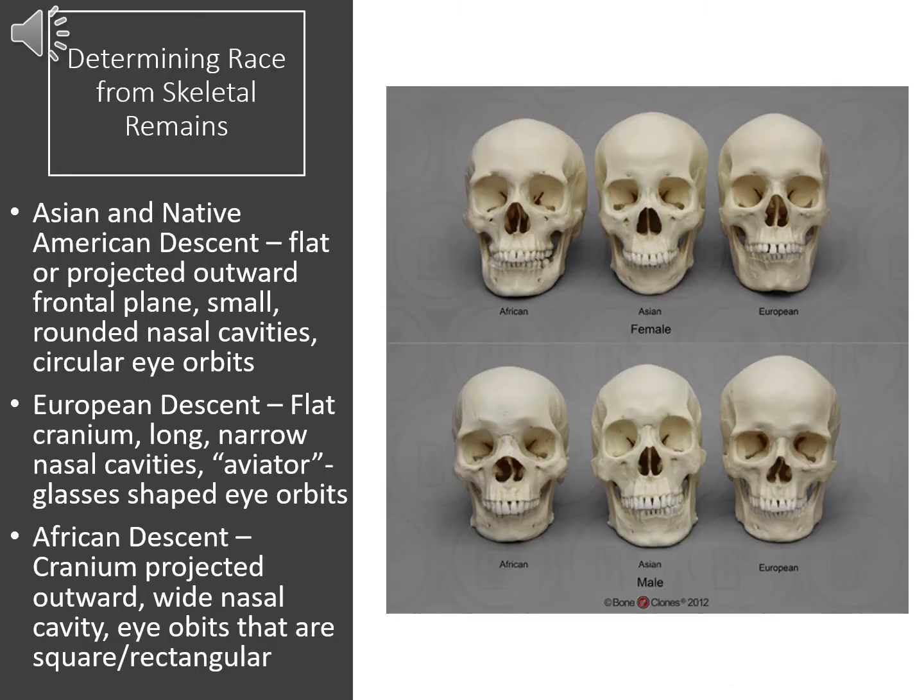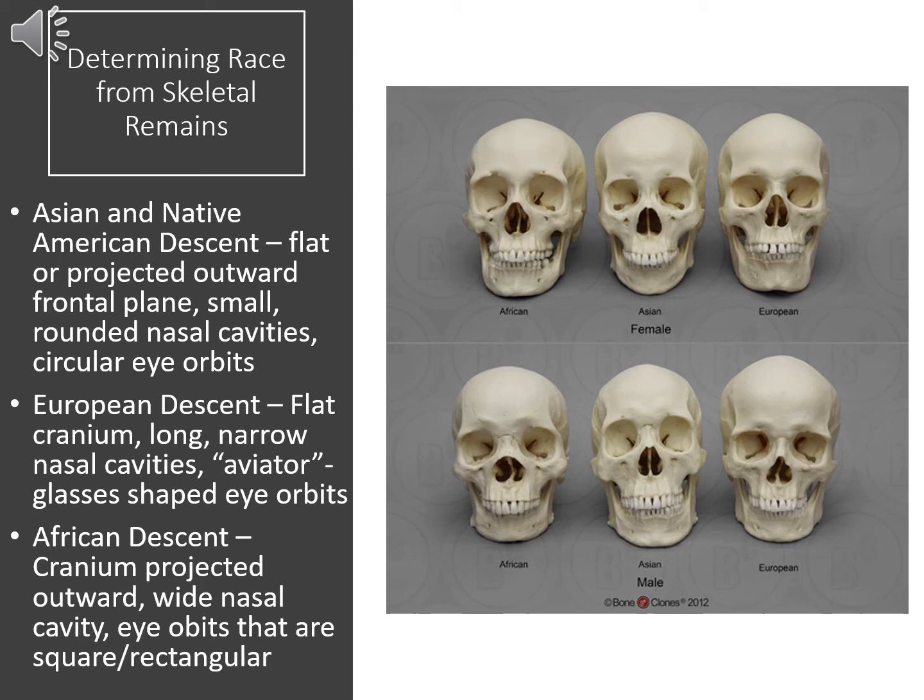Okay, now let's consider how we might be able to determine race from skeletal remains. So those of Asian and Native American descent tend to have flat or projected outward frontal planes on their skulls. There's a small rounded nasal cavity and circular eye orbits. So those tend to be the key characteristics to associate a person's remains with Asian or Native American descent.